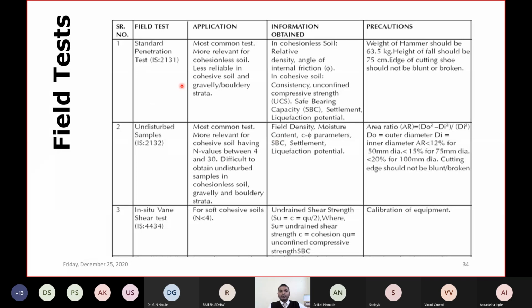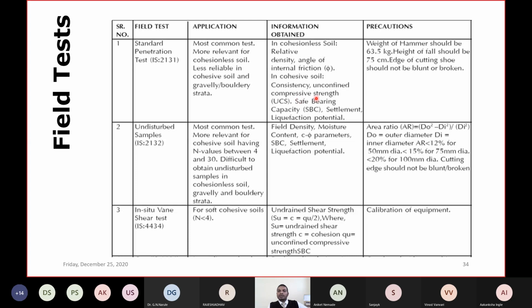Standard penetration test is defined in IS 2131. Application: it is the most common test, more relevant for the cohesionless soil, less reliable for the cohesive soil and the gravel boulder strata. We are obtaining a series of information such as relative density, angle of internal friction. I will show you the data sheet for this. Then consistency, unconfined compressive strength, safe bearing capacity can be determined, liquefaction potential can be determined.